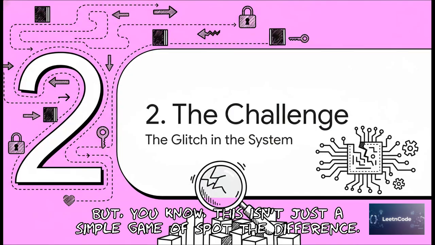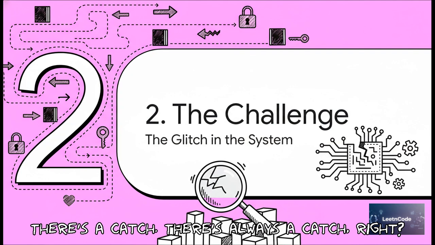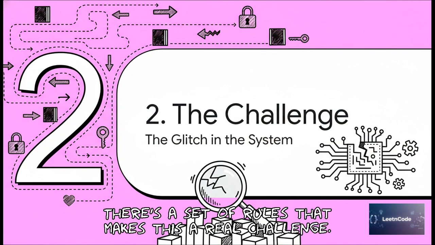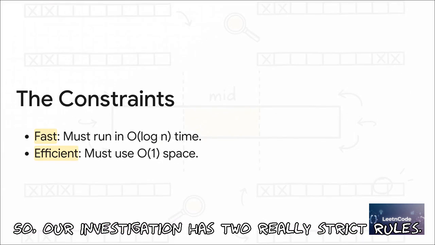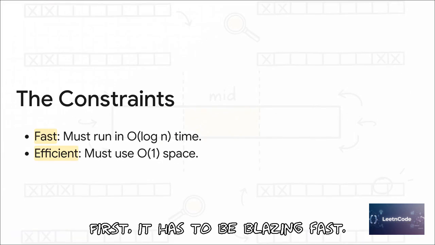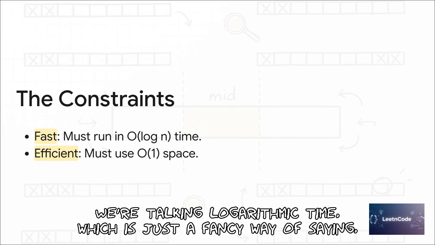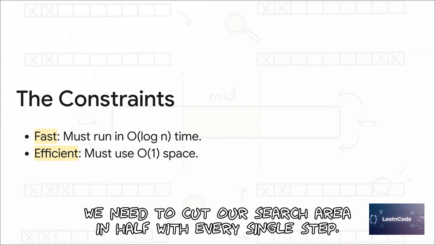But you know, this isn't just a simple game of spot the difference. There's a catch. There's always a catch, right? There's a set of rules that makes this a real challenge. So our investigation has two really strict rules. First, it has to be blazing fast. We're talking logarithmic time, which is just a fancy way of saying we need to cut our search area in half with every single step.